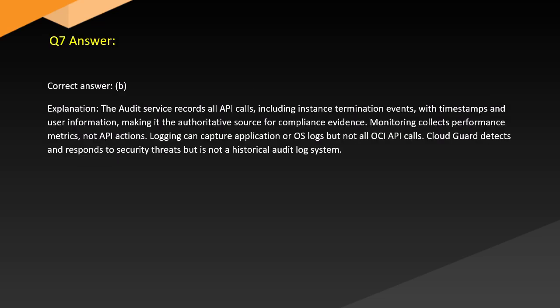Answer. Correct answer: B. Explanation. The Audit service records all API calls, including instance termination events with timestamps and user information, making it the authoritative source for compliance evidence. Monitoring collects performance metrics, not API actions. Logging can capture application or OS logs, but not all API calls. Cloud Guard detects and responds to security threats, but is not a historical audit log system.